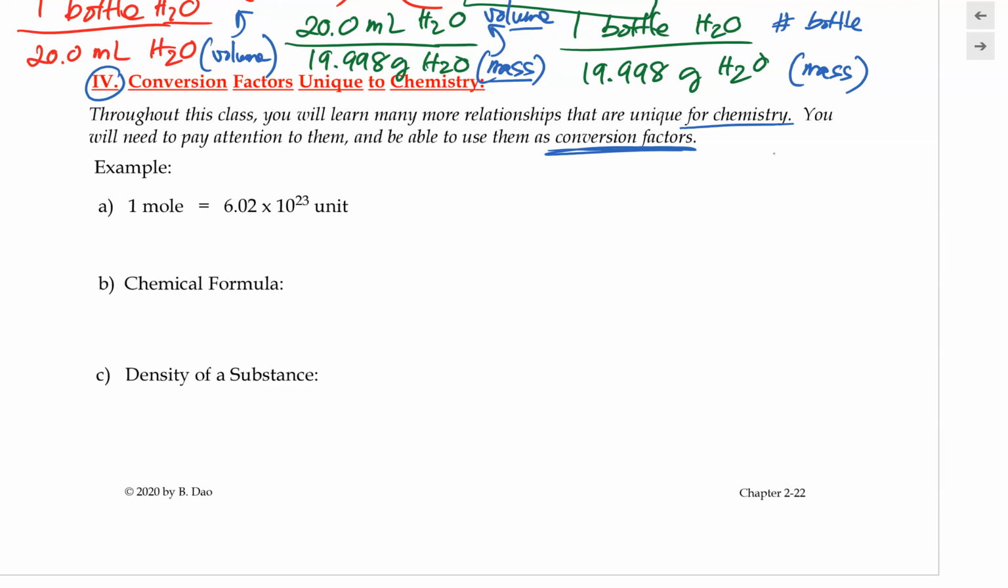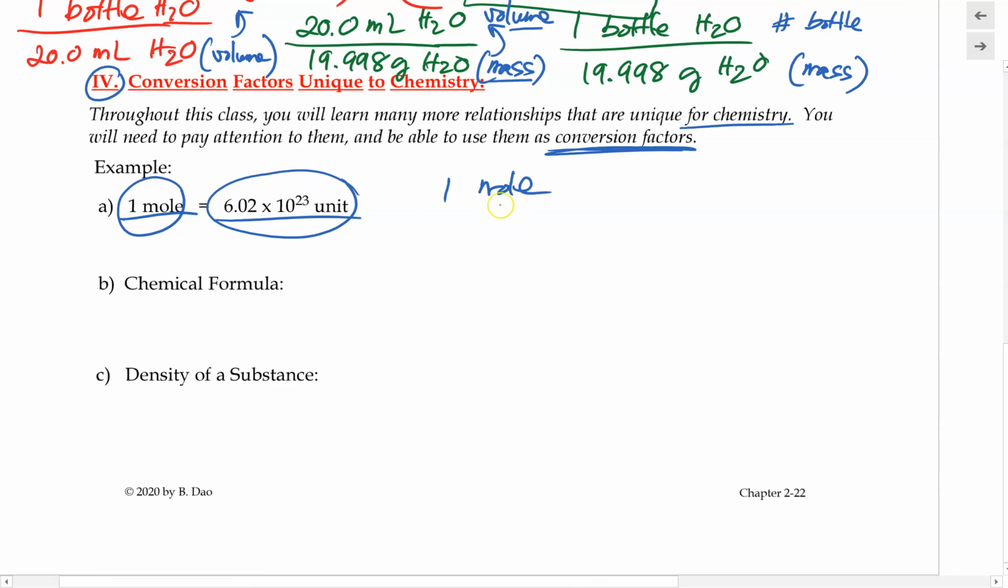For an example, one of the unique conversion factors that you see here in chemistry is as follows: 1 mole equal to 6.02 times 10 to the 23rd units. This is known as the Avogadro constant, and that's something we'll learn later. But because these two variables are equal to each other, we can now write the following: 1 mole over 6.02 times 10 to the 23rd units.